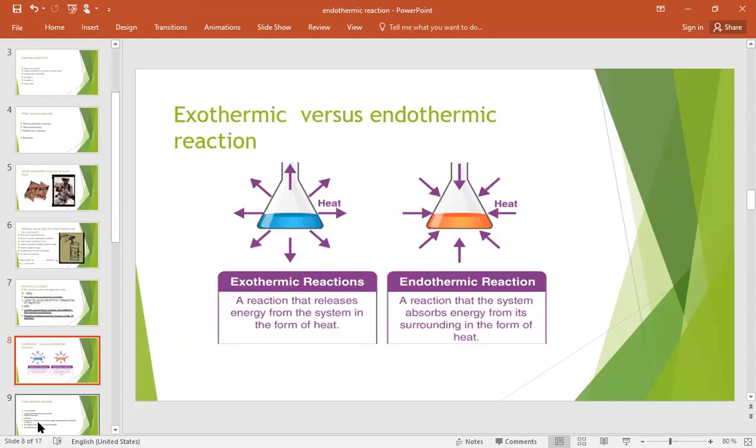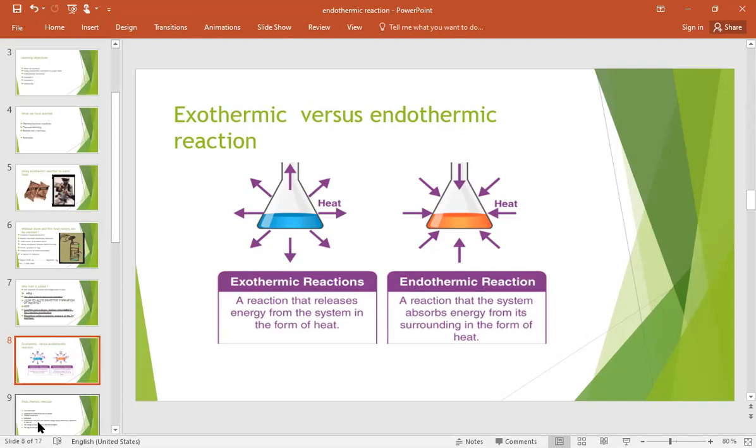Now let's move to the second topic, exothermic and endothermic reactions, coming to the system and the surroundings. This blue thing is the system, and the flask is its surroundings. What is happening in an exothermic reaction? It releases energy from the system in the form of heat to the surroundings. The surroundings get warm.